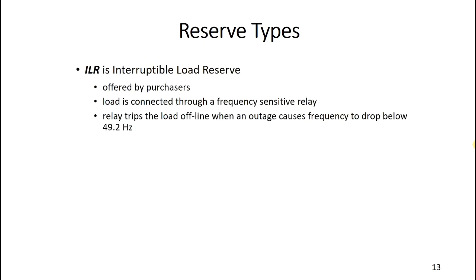And finally, we have interruptible load reserve, ILR. This is offered by purchasers, and they connect certain large loads through a frequency-sensitive relay, which is typically set to trip. In other words, disconnect the load when the frequency falls below 49.2 Hz.